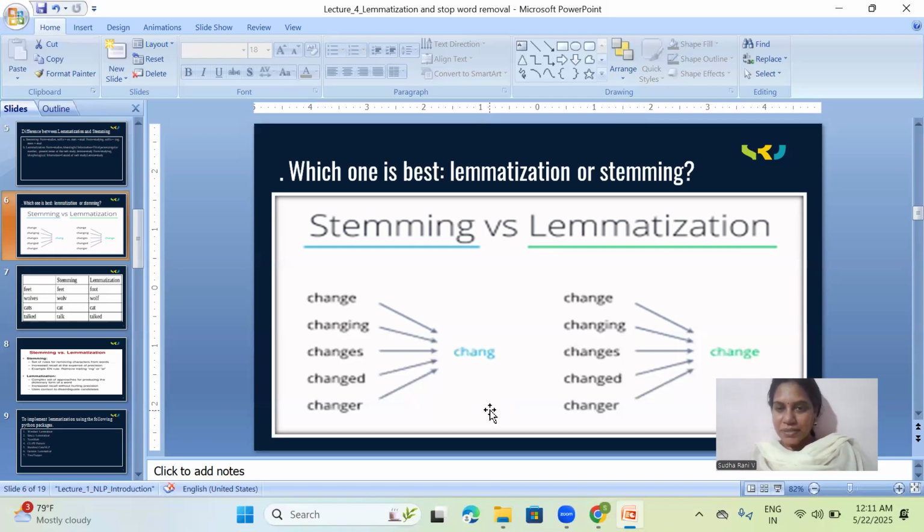But for lemmatization, if you see the same words, change, changing, changes, the lemma will be change. C-H-A-N-G-E, change, has a proper meaning, proper spelling, and belongs to a proper language, and it obeys the rules and regulations of the particular language.